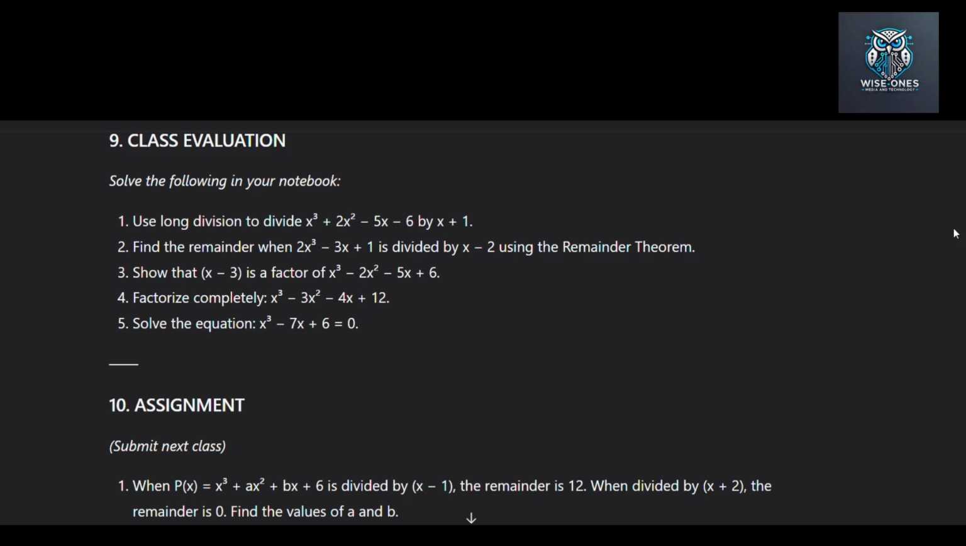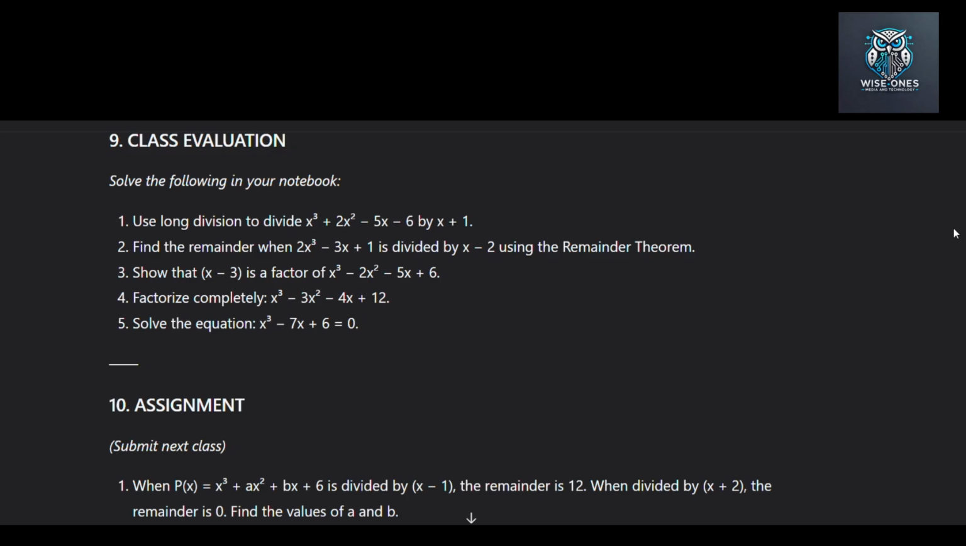Question 3. Show that x minus 3 is a factor of x cubed minus 2x squared minus 5x plus 6. Question 4. Factorize completely. x cubed minus 3x squared minus 4x plus 12. Question 5. Solve the equation. x cubed minus 7x plus 6 equals 0. Take your time. Write down your steps. Do not rush. I will wait for you.